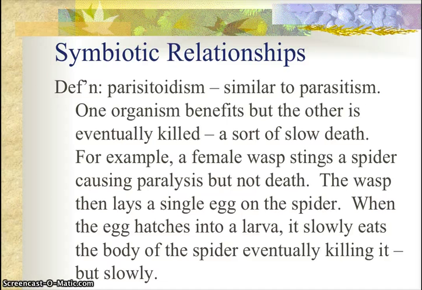The fourth symbiotic relationship is parasitoidism, which is similar to parasitism. However, one benefits and the other one is eventually killed by a sort of slow death. So for example, if you have a female wasp that stings a spider, the spider will undergo paralysis but not death. The wasp will then lay a single egg on the spider, and when that egg hatches, it will slowly eat the body of the spider, eventually killing it.